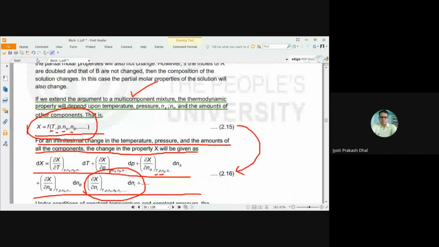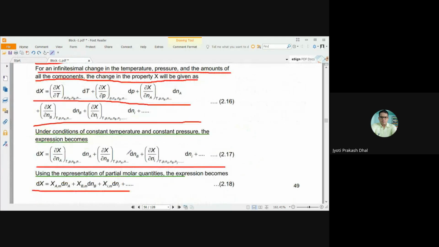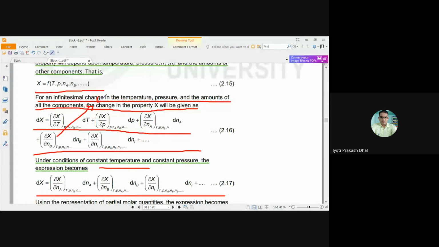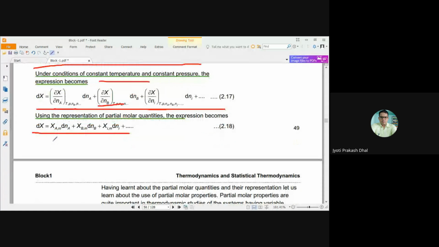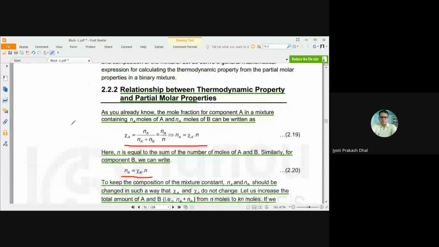So here we have applied a similar expression for a multi-component system. Under the condition of constant temperature and pressure, this term becomes 0, and again this term becomes 0. So at constant temperature and pressure, taking the first two terms as 0 and using the representation of partial molar quantities, dX can be represented as dX equals X_AM dN_A plus X_BM dN_B plus and so on, plus X_iM dN_i.